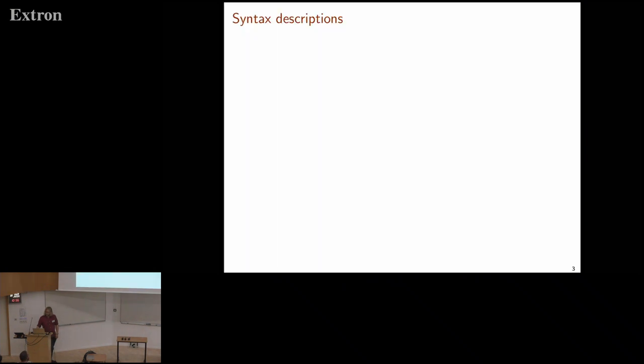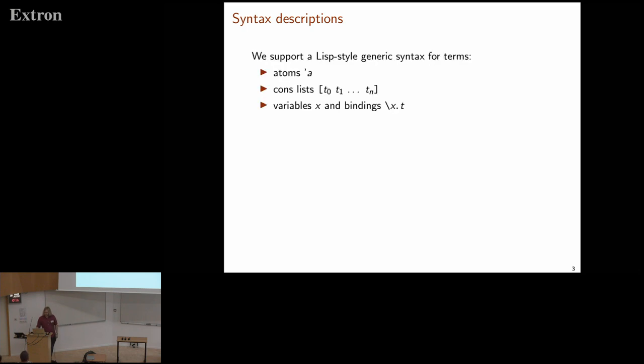So the first thing we have is syntax descriptions for the languages that we want to describe. This is really just to help us do the right thing. And because we want to be generic, we have a generic syntax. This is not meant to be something that the end user sees, but it's something that we can see, write, and parse very easily. So we have atoms, cons lists, variables, and the binding is up to alpha equivalence, so we don't need to worry about this.